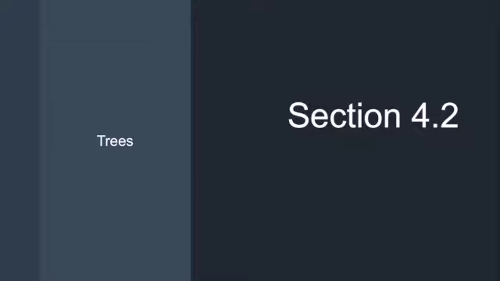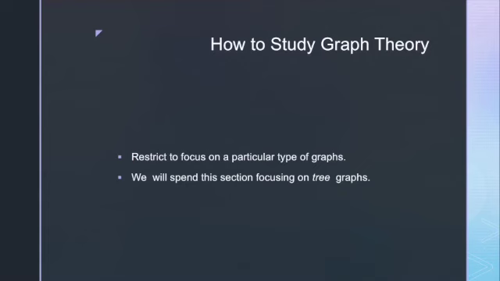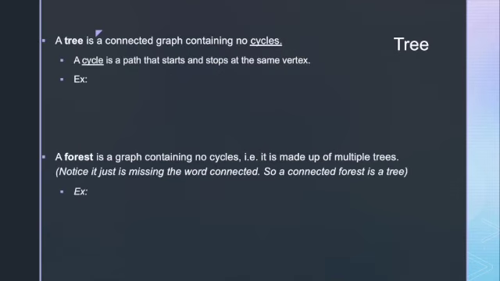The next thing I want us to talk about is trees. So trees are a type of graph. They're a very specific type of graph. And sometimes in graph theory, we want to restrict our focus on a particular type of graph because there are so many out there. And so we're going to spend this section focusing on trees. These should be a little bit intuitive.